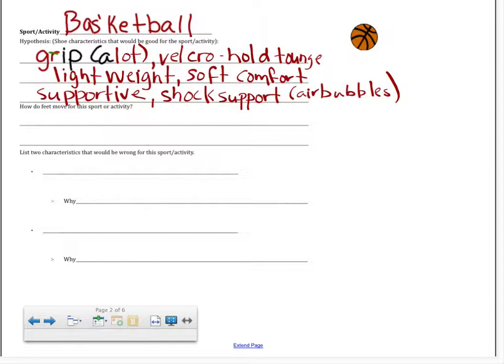All right. How do your feet move for this sport or activity? We're not going to answer that yet. What we're going to do is take a short view of a video of someone playing basketball, but we're just paying attention to their feet, because we're looking to see how their feet move. While you're watching the video, in this section where it says how do feet move for this sport, you need to jot down how their feet are moving.